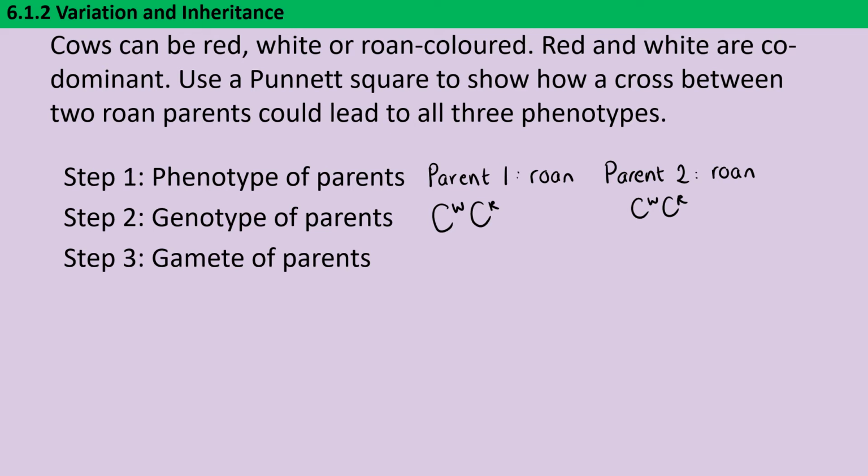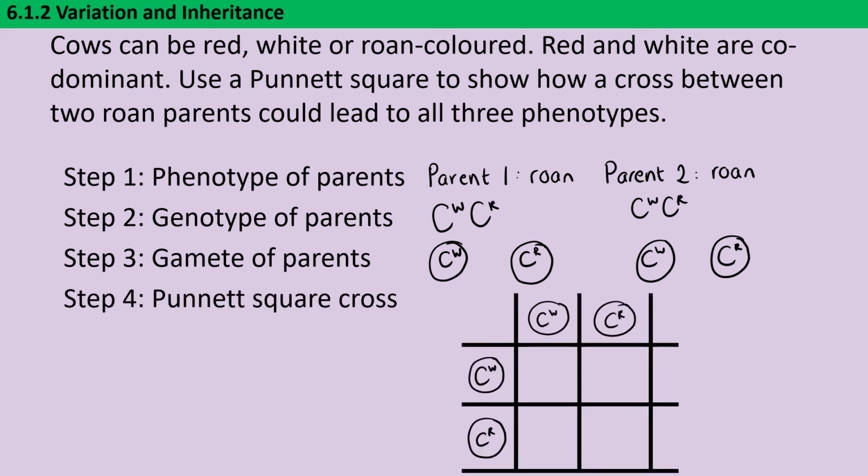The gametes are nice and straightforward. We just split the genotype of the parents and draw rings around it to show that these are the gametes. Now I'm ready for my Punnett square. Once I have those genotypes written in, I can look at the individual genotypes and assign them phenotypes. So the individual which has 2 white alleles is going to have a white phenotype. The individual that has 2 red alleles will have the red phenotype, and then the 2 heterozygotes are going to be roan. And so that gives me a 1:2:1 ratio.